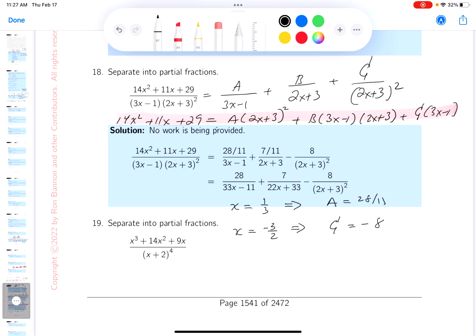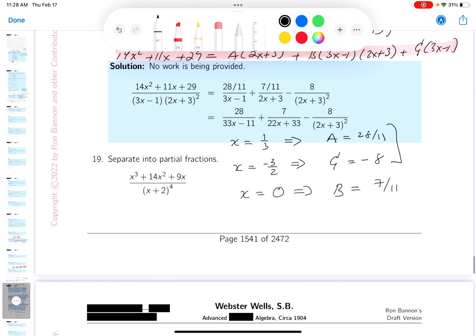Now someone says, what would you do now? I would pick another easy number. I kind of exhausted the really easy ones because they produce zeros. And now what do I go to? I would go towards 0. Now here's the deal. If you use these two along with x equals 0, you'll get the B. And what's the B going to turn out to be? 7/11.